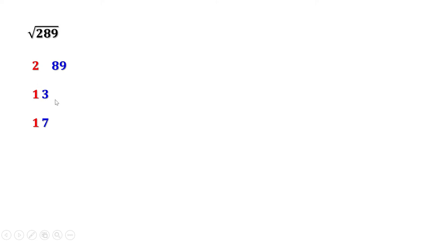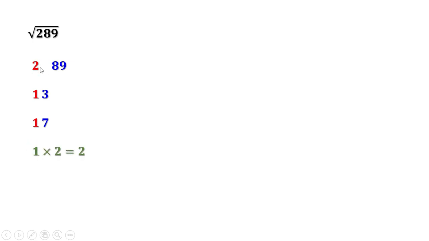So the square of 13 is 169. It is not 289. Therefore, square root of 289 is 17. That is one method. Another method: we are not sure of the unit digit. It can be either 3 or 7. But we are sure of the tens digit. It is 1. Multiply the tens digit by the next number. Tens digit is 1 and the next number is 2. 1 into 2 is 2.